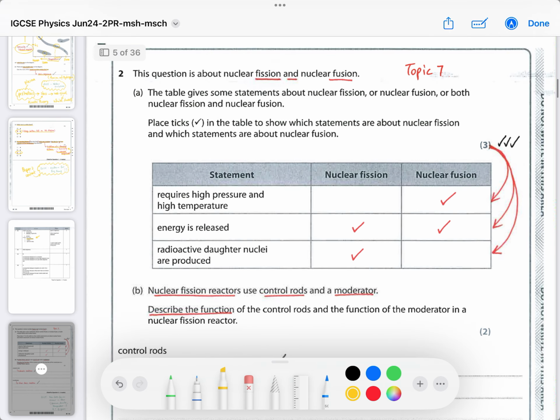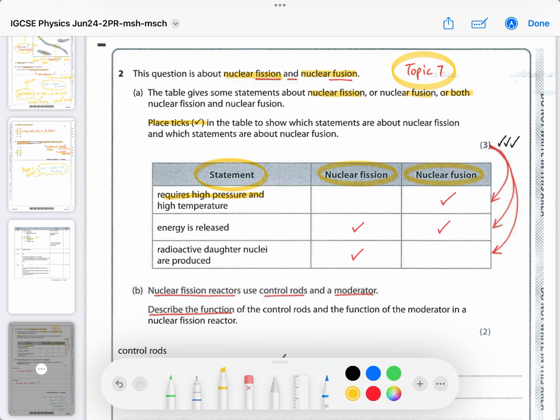First question done. Question 2 is about nuclear fusion and fission. Fission and fusion. Now, fusion could happen in stars. So this is topic 7, which is nuclear physics or radioactivity. Okay, anything to do with the nucleus. The table gives some statements about nuclear fission. Yeah, these statements could be about nuclear fission, fusion, or both. And you've got to place ticks in the columns to decide which statement is describing nuclear fission and which statements describe nuclear fusion.